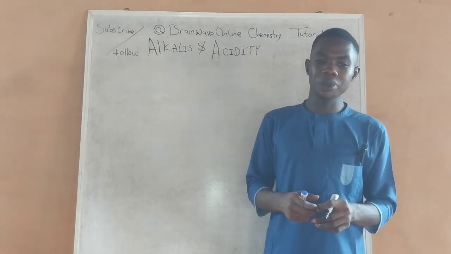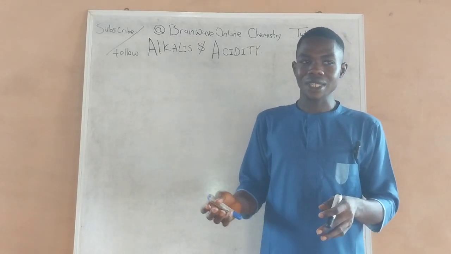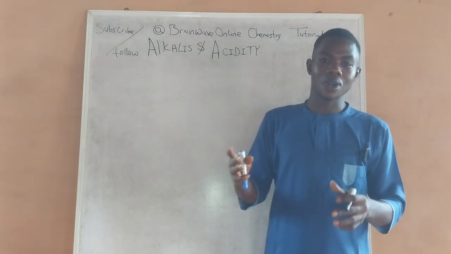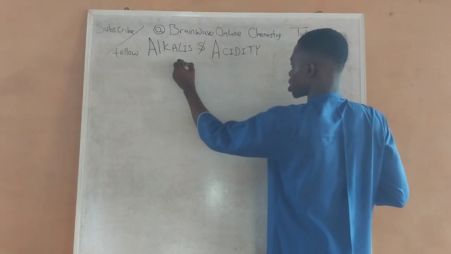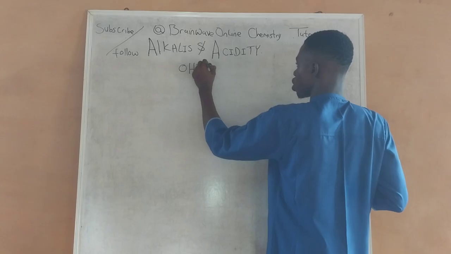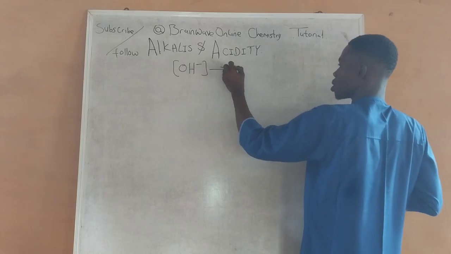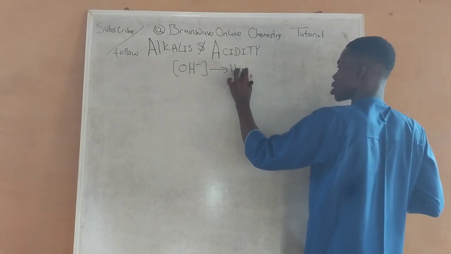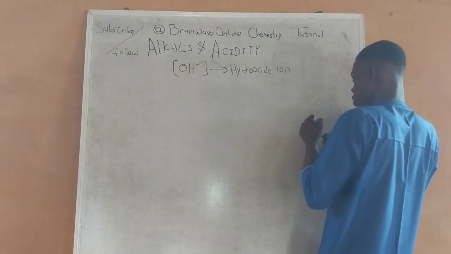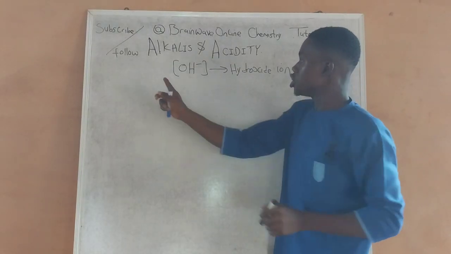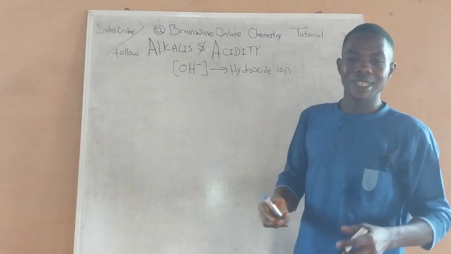So moving on from here, I'll be telling us the types of alkalis that we have, just like acids. Acids also have types, so I'll be giving us types of alkalis also. But please take note that we'll be dealing more with this ion. During the course of explaining these alkalis, we'll be dealing more with this ion, and the name of this ion is hydroxide ion. Please take note that we will be dealing more with this hydroxide ion.